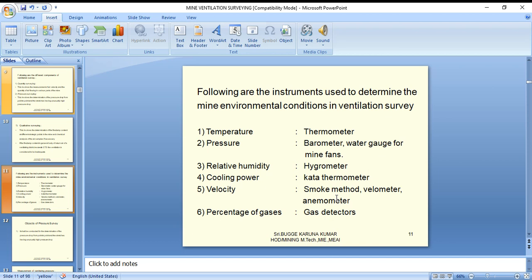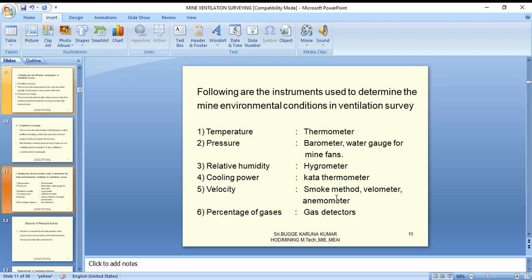For example, to measure temperature, you go to a thermometer. Pressure you have to measure with the barometer, water gauge, for mine fans. For relative humidity, there is the whirling hygrometer. To find the cooling power at a particular location, go to the Kata thermometer. For velocity of air, there is the general smoke method, the velometer, and the anemometer.